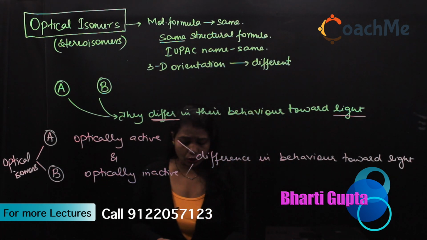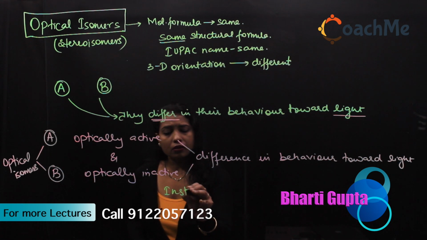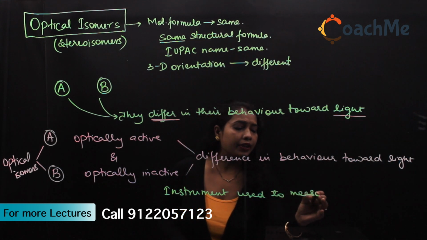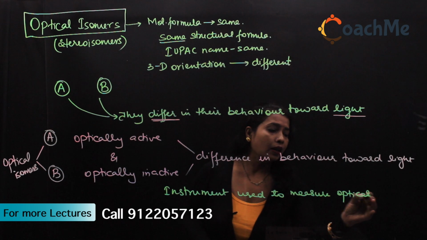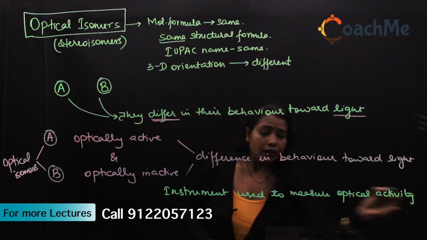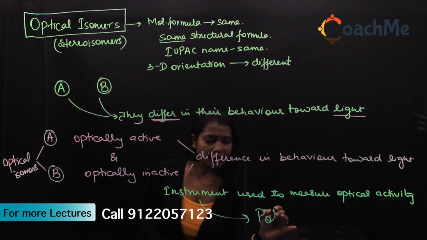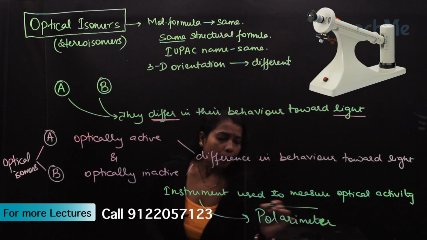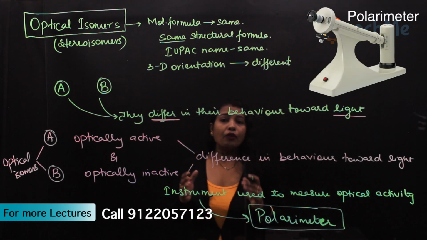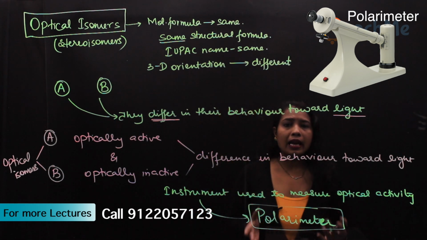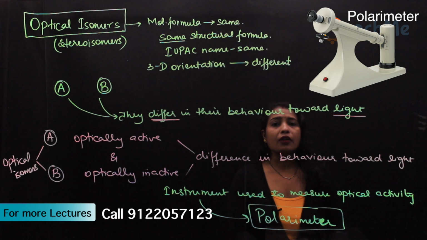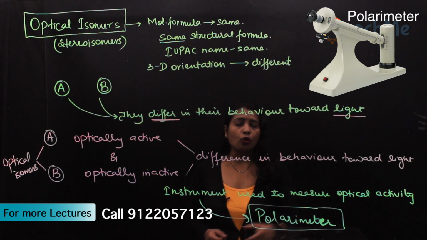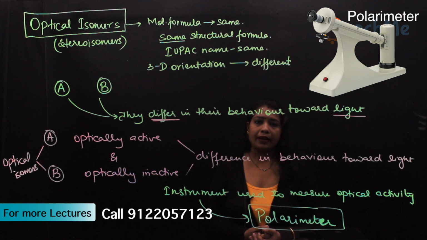Now in the lab we can experimentally decide whether a given compound is optically active or inactive. The instrument which is used to measure optical activity is called a polarimeter. So a polarimeter is an instrument by which we measure the optical activity of a given compound. We come to know whether that compound affects the light or not, and if it does, what the magnitude and direction of the effect are.